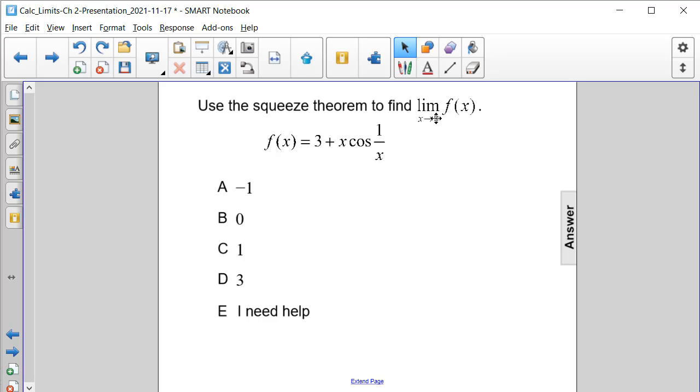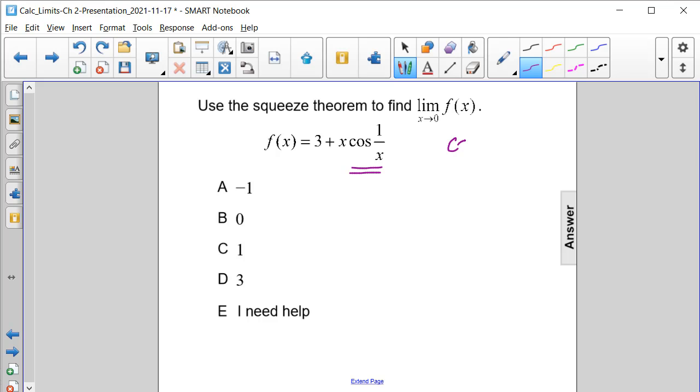Use the squeeze theorem to find the limit of f of x as x approaches 0, where f of x is equal to 3 plus x times the cosine of 1 divided by x. So the first thing that we need to do is break our function f of x down to its parent function, which in our case is going to be the cosine of 1 over x.